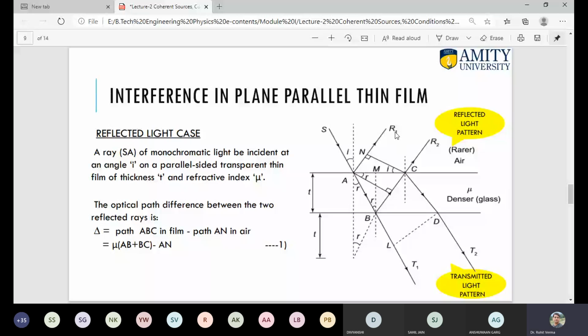So for determining the path difference between the two interfering rays R1 and R2, we will do some construction. The first construction: we draw a normal from the point C to the ray R1, and this normal is Cn. We have drawn another normal from the point A to the ray BC. Okay, so you know that this is the angle of incidence i.